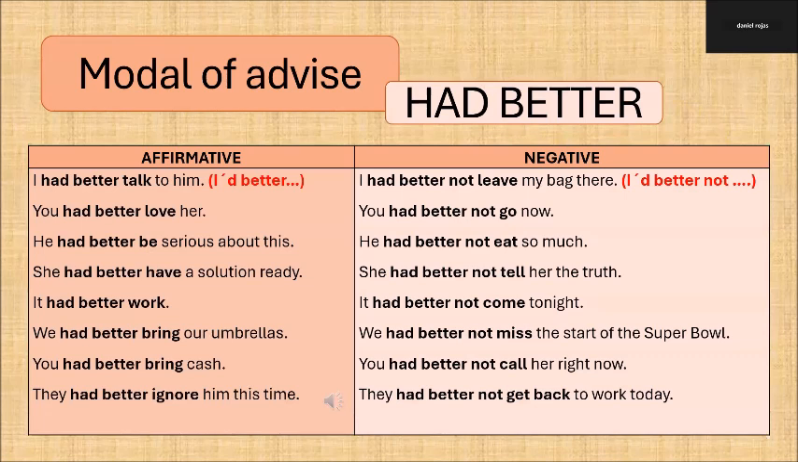Now we'll see some examples in affirmative using the modal verb had better. I had better talk to him. You had better love her. He had better be serious about this. She had better have a solution ready. It had better work.